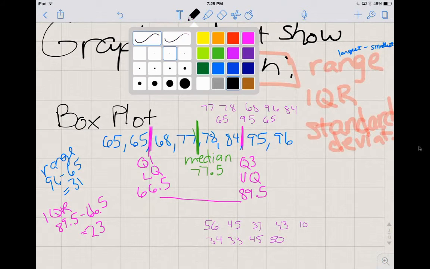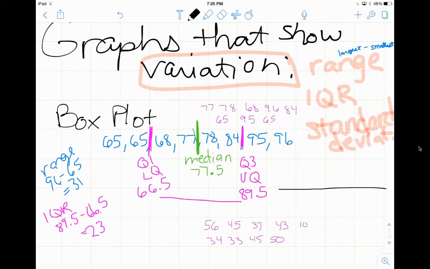To come up with a box plot or box and whisker, we would have to figure out approximately where we would need to be. My lowest value was a 65. Then I was at 66.5. The median was at 77.5. Upper quartile is at 89.5. And then we're at 96. So interquartile range in a way is like the length of this box.